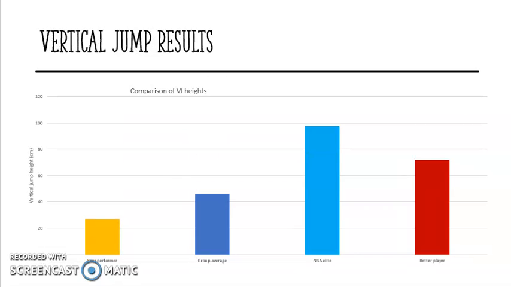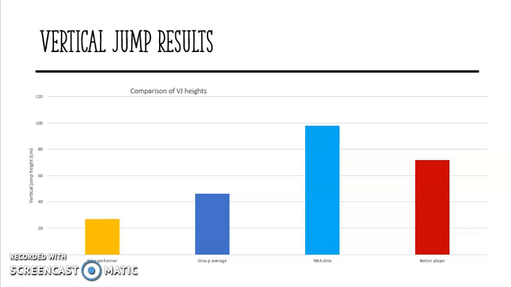This graph also shows us results from our numerical module. This shows us our vertical jump results using the jump app. However, for the NBA athletes, vertical jump results are probably through a force plate. As we can see, our performer has a much lower vertical jump than the NBA athlete and the better player.